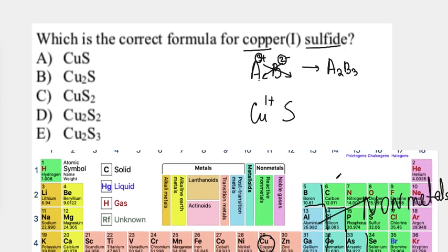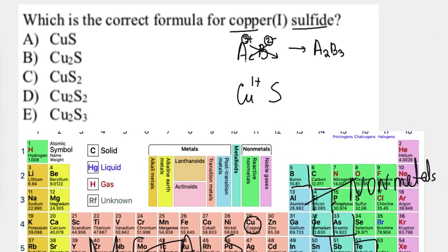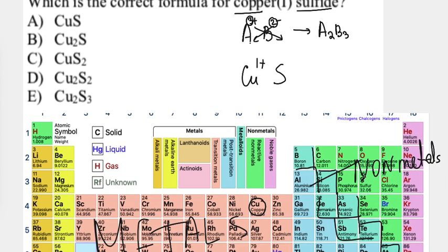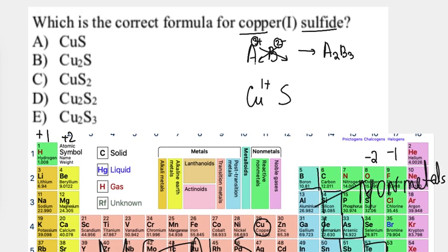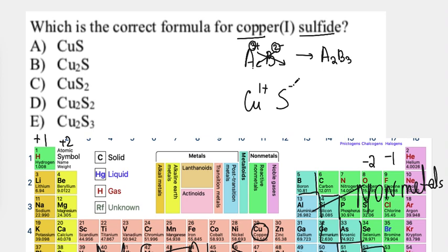What about sulfur? If you look at the periodic table, we see sulfur is in group 16. Now I'm going to tell you group 1 is plus 1, group 2 is plus 2, group 17 is minus 1, and group 16 will be minus 2 charges. So because sulfur is in this group, it will have a charge of minus 2, or the oxidation number of minus 2. Now, how do we figure out the correct formula?